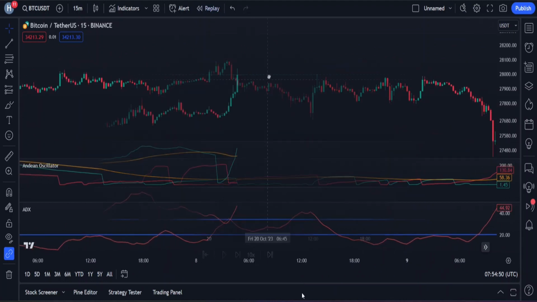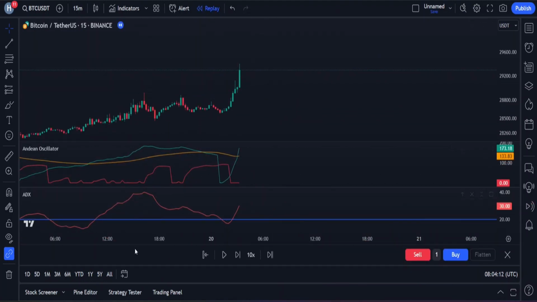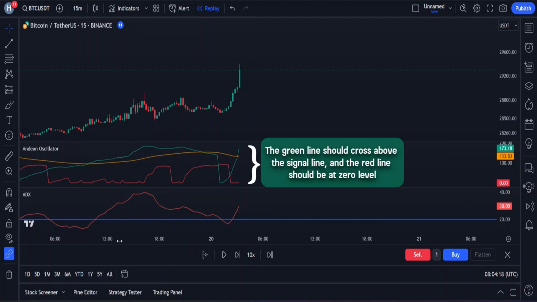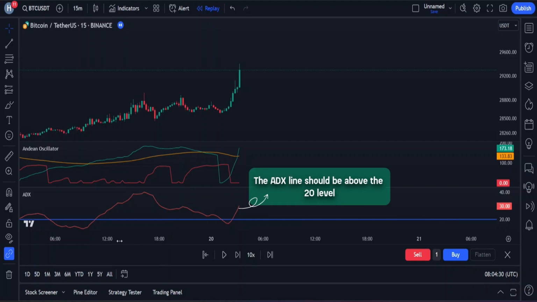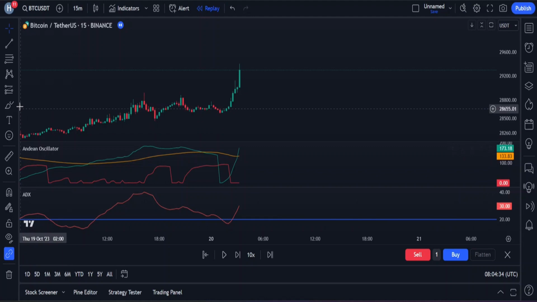So for a buy trade to be valid, first of all, we will wait for a buy signal given by the Andean indicator. And for that, as we already know, the green line must cross above the signal line, and the red line should be at the 0 level like it is here. And then we will confirm this signal with the help of the ADX indicator. For a valid buy signal, the ADX line should be above the 20 level. So as all the conditions are fulfilled here, we will open a buy position here.